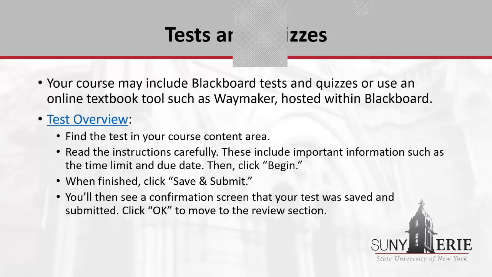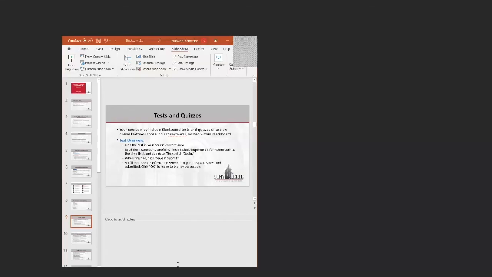The test answers will save automatically as you go, but if it does bring you peace of mind, and this is how I am, so I get it, you might want to click Save as you go if that helps you at all, but they will save automatically as well. When you're finished, you click Save and Submit. And then you'll see a confirmation screen that your test was saved and submitted. And there's a little button at the bottom that when you click OK, it'll move you to the review section of the test. So now, real quickly, I'm just going to show you how to take a Blackboard test.